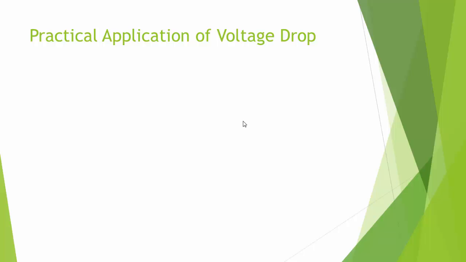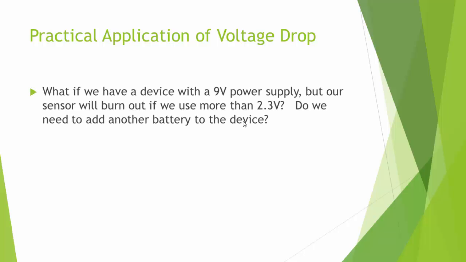All right. Do we have any practical applications of this concept, or is it just some silly thing Mr. McBrien is telling us about? Well, there are practical applications of voltage drop. In particular, we can save ourselves a lot of hassle simplifying our devices. Imagine we've got a device with a 9-volt battery on it, but we have a sensor we want to power that uses 2.3 volts.